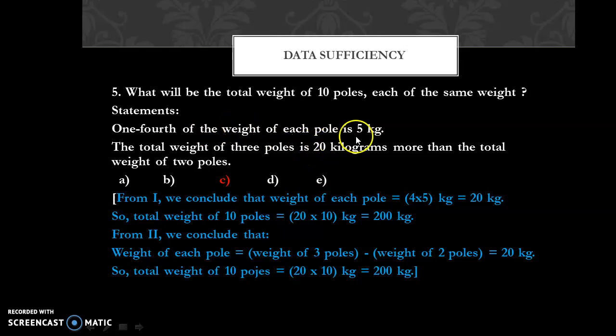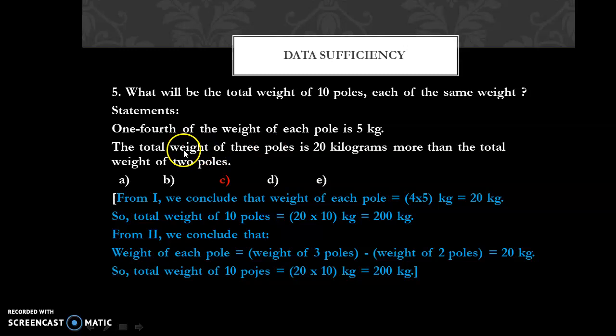From the first statement, 1/4 of the weight is 5 kg, so 4 into 5 equals 20 kg. 20 kg is the weight of each pole. You will get it from this statement. And 20 kg into 10 poles, you will get the total weight. Definitely that is 200 kg. You will get the answer very clearly from the first statement.